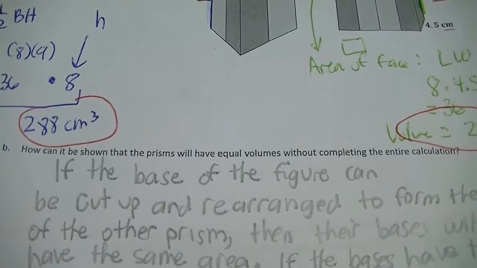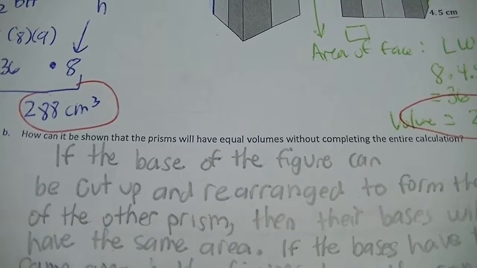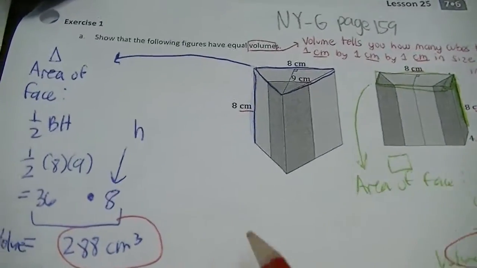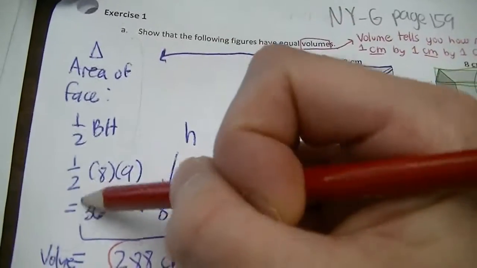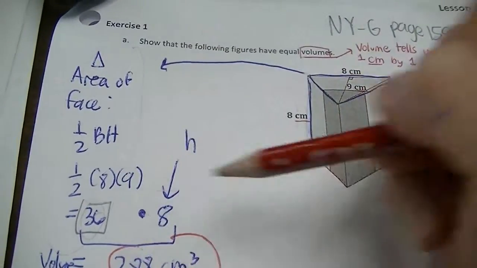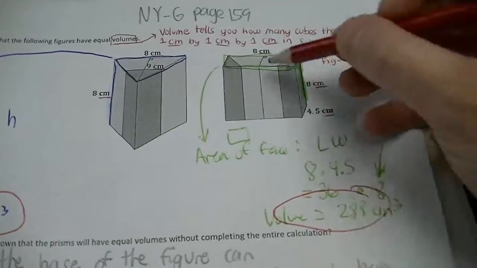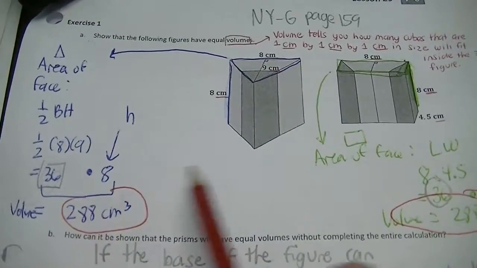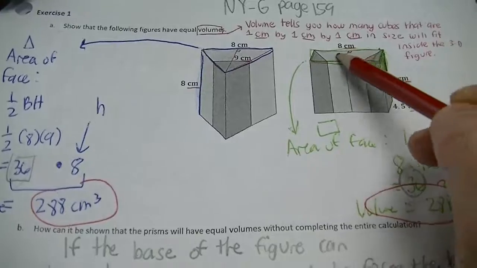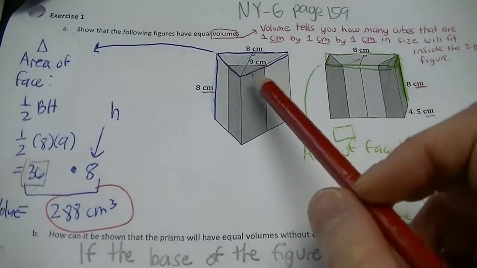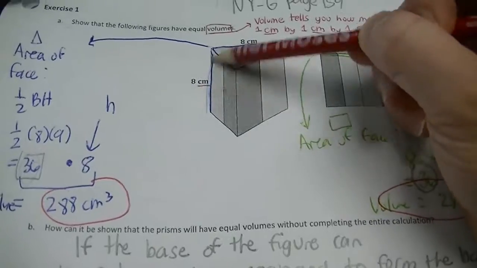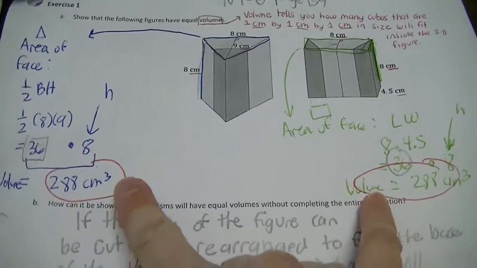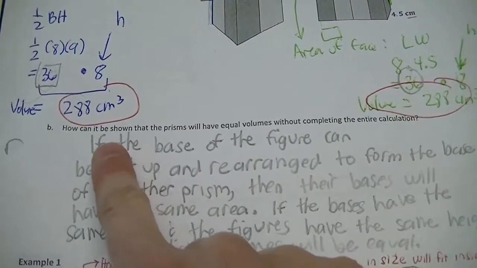The next part of the question asks, how can it be shown that the prisms will have equal volumes without completing the entire calculation? Something that I want to point out in this previous example is when we found the area of the face for this figure, we got 36 centimeters squared. And then we found the area of this face right here, we also got 36 centimeters squared. So since we have the exact same areas of those faces, then we know that those areas will be equal to each other. And if the height of the figures is the same, which it was, then they're going to have equivalent volumes.